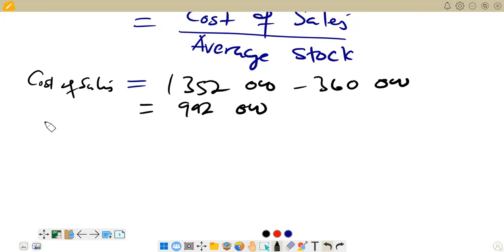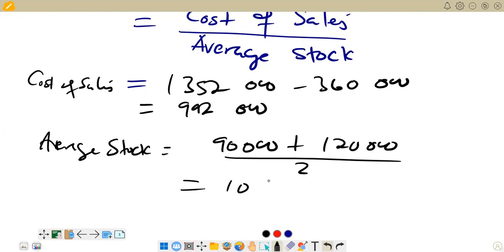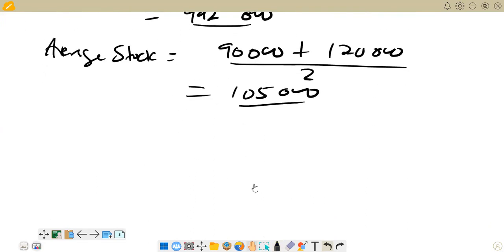And then you go again and show the calculation of average stock. On average stock, we are saying 90,000. We added 120,000. The total divided by 2, and we got 105,000. So this is what we have. Then we can just substitute now. Remember the formula is now cost of sales over average stock. So our cost of sales is 992. This is now the inventory turnover rate.